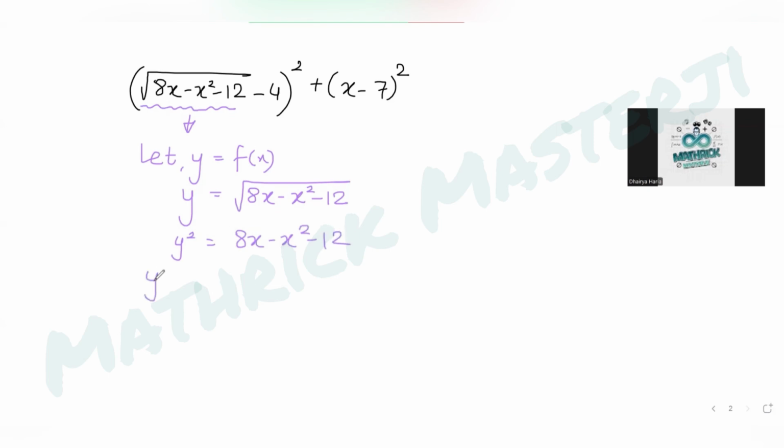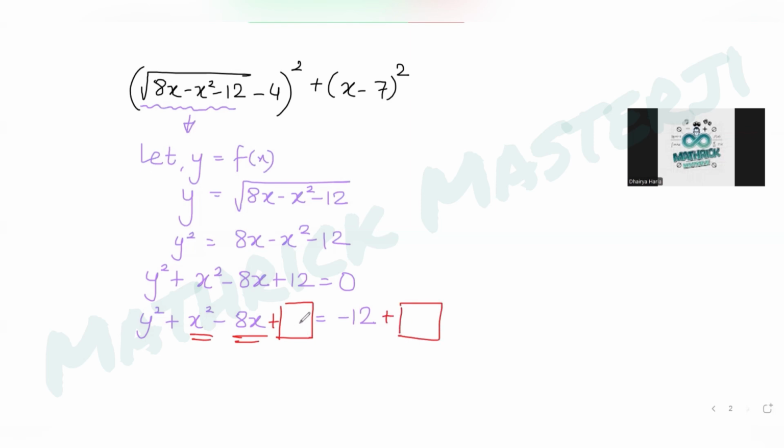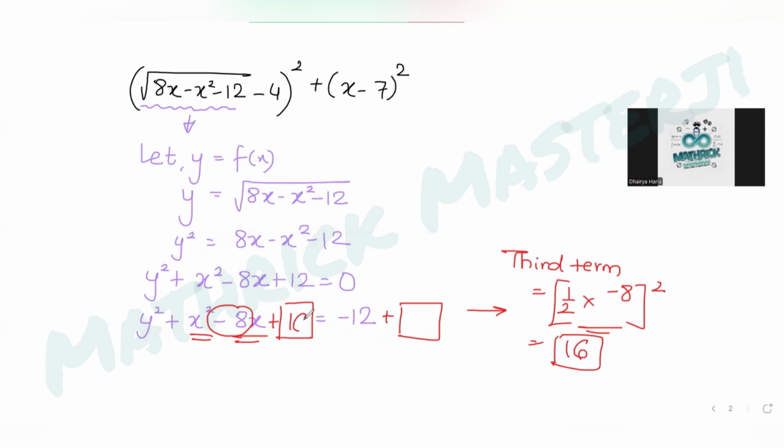If I take everything on one side, I get y square plus x square minus 8x plus 12 equals 0. Let's take the 12 to the other side, so it becomes y square plus x square minus 8x equals minus 12. I do not have any term of y here, so y square stays as it is. But for x square and 8x, if I convert it into a perfect square, I need to add something, and we need to add it on both sides. The third term is half into the coefficient of x, which is negative 8, the whole square. So we get minus 4 squared, which is 16. Adding 16 to both sides, 16 minus 12 becomes 4.